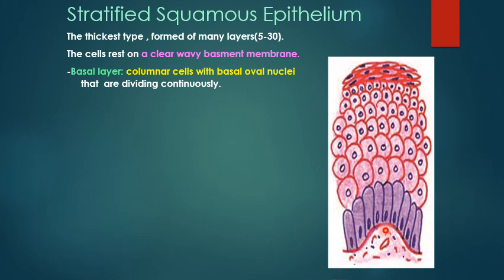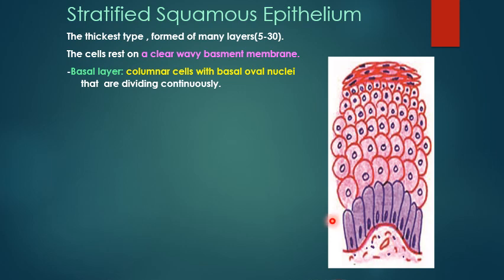Why is there a wavy basement membrane? For two reasons. To increase the surface area in order to supply the epithelium with more nutrition. As we said before, any folds or any waves mean that I am increasing the surface area. Increasing surface area for what? For nutrition.